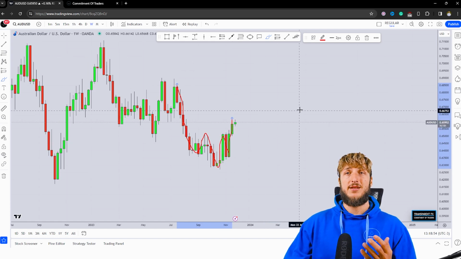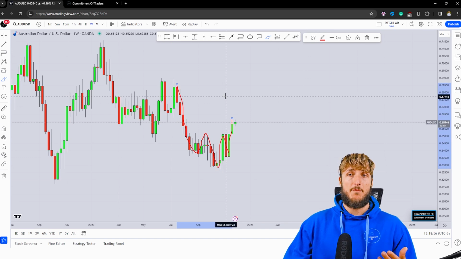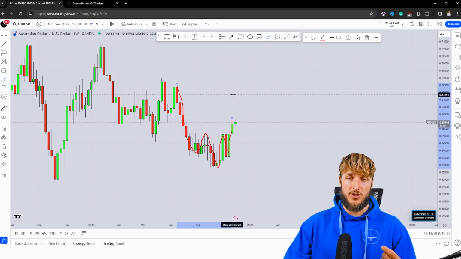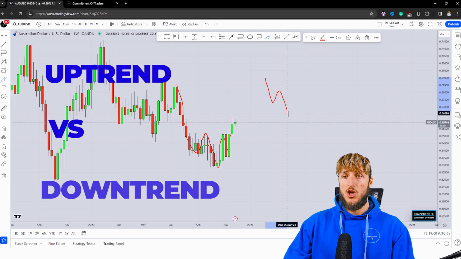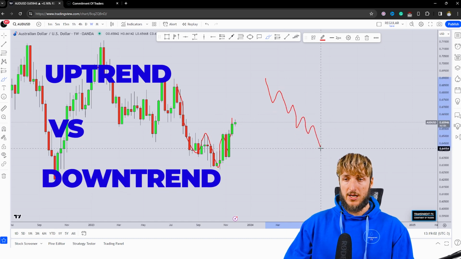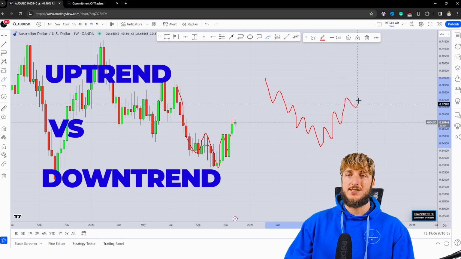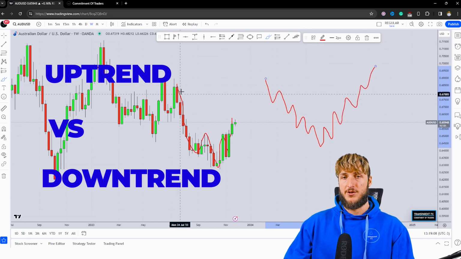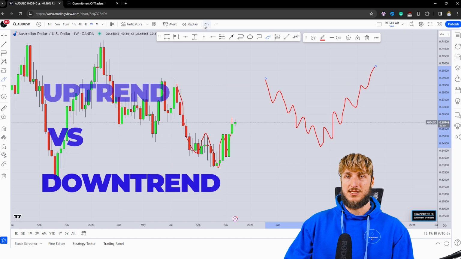Now that is the definition of a shift from a bearish trend to a bullish trend, because when you have a bearish trend, you have a series of lower lows and lower highs. However, when then the market shifts back to a bullish market, you have a series of higher highs and higher lows. And that is exactly what just happened here.